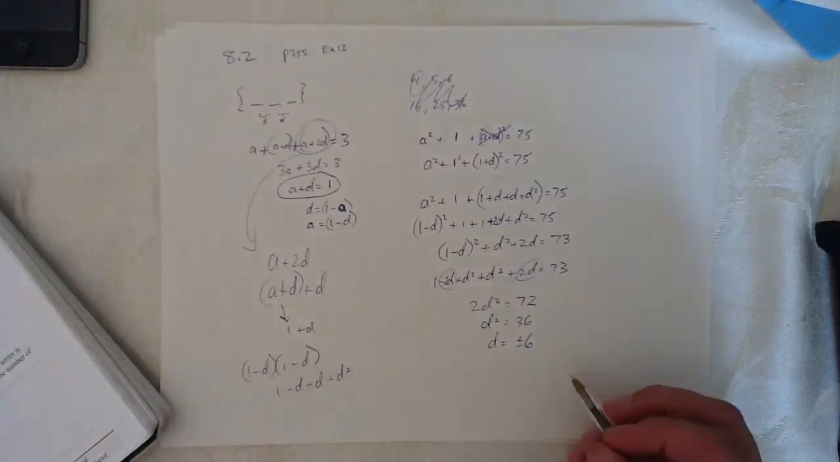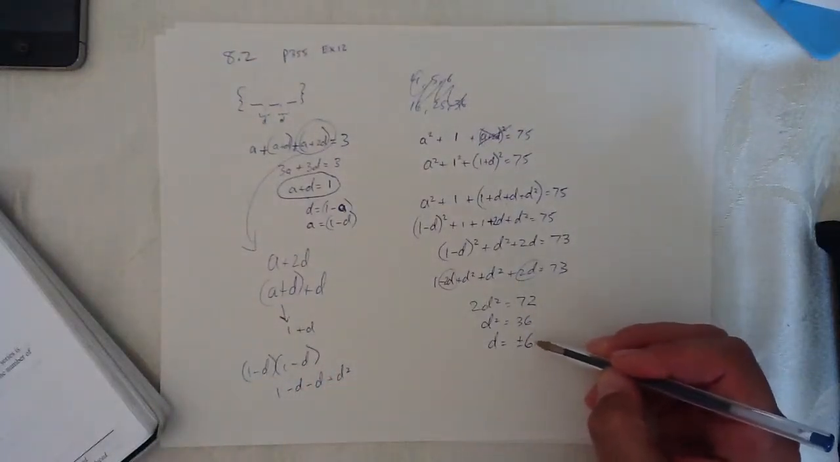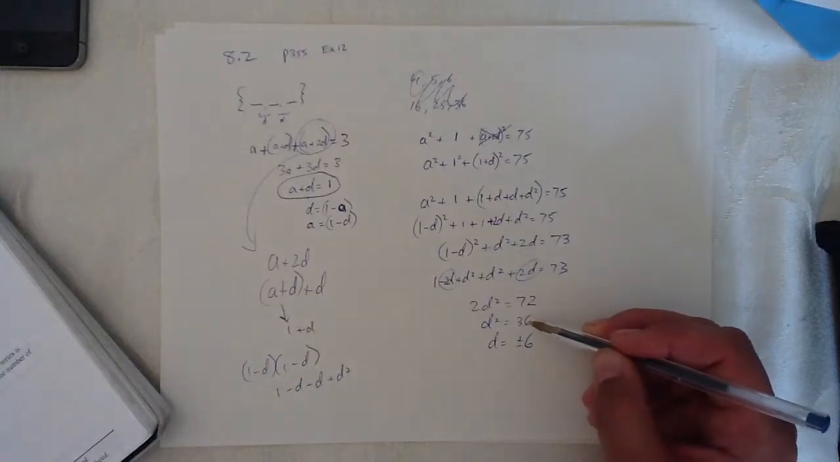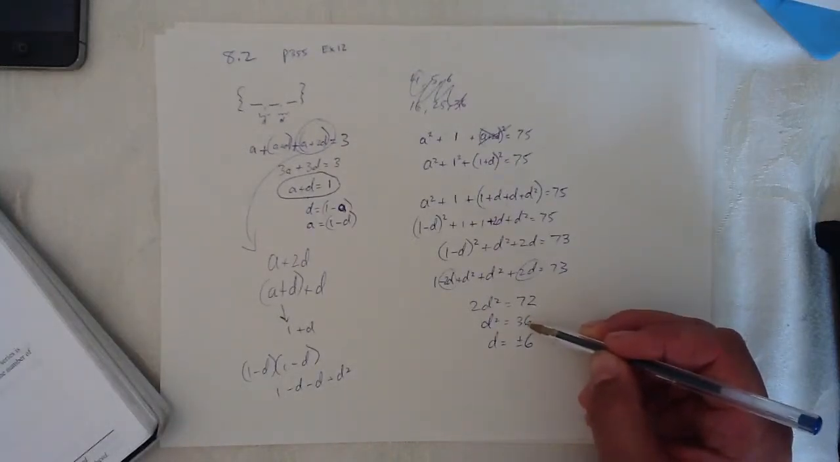Now we can breathe. So if d is plus or minus 6, and it's pretty important to remember that plus or minus 6 is still the square root of 36. Now that I figured out d, I don't know my 3 consecutive terms yet. All I know is d. d is plus or minus 6.